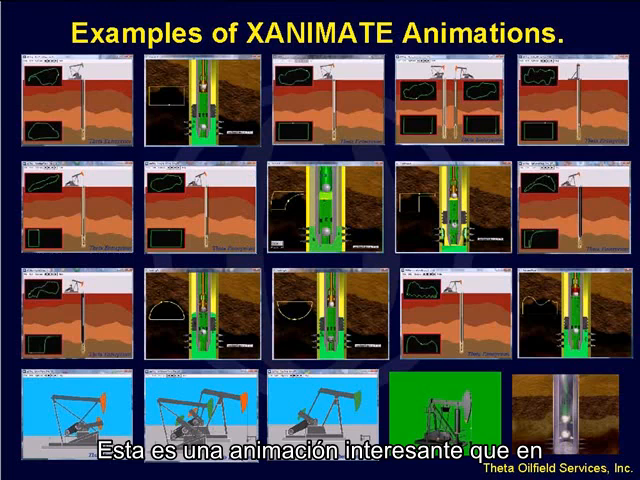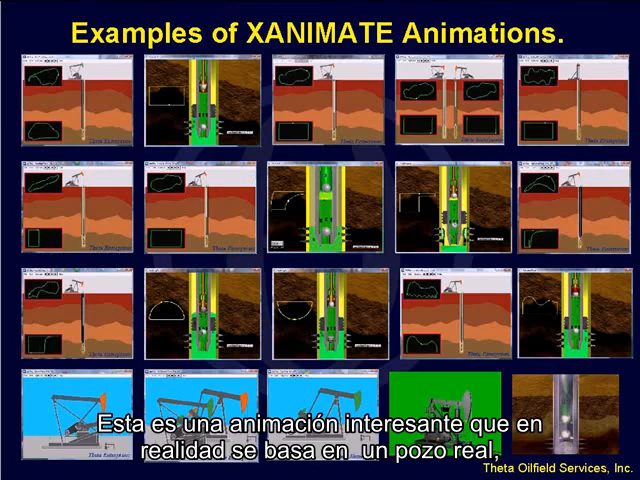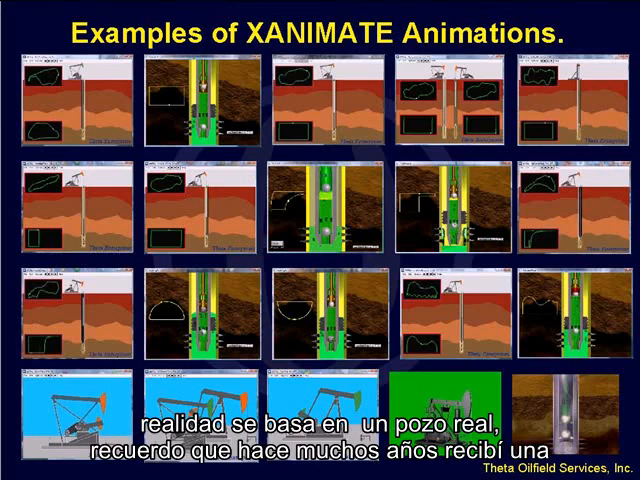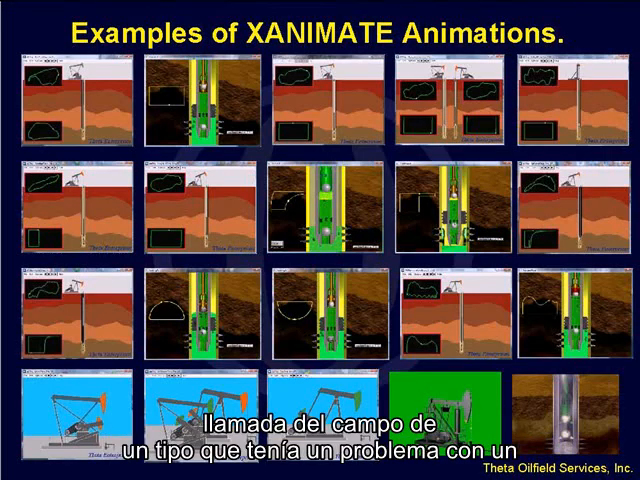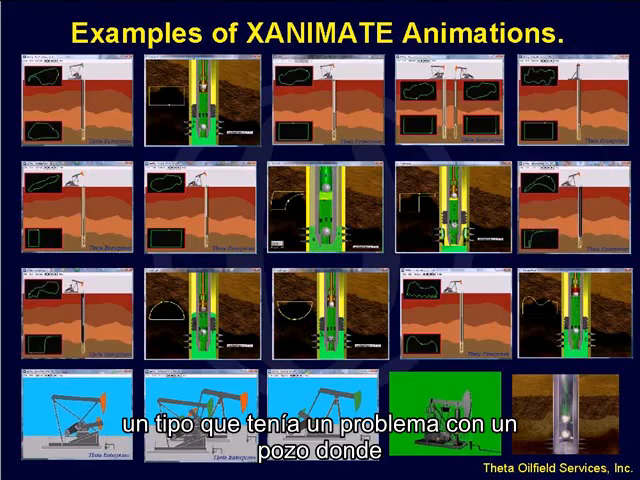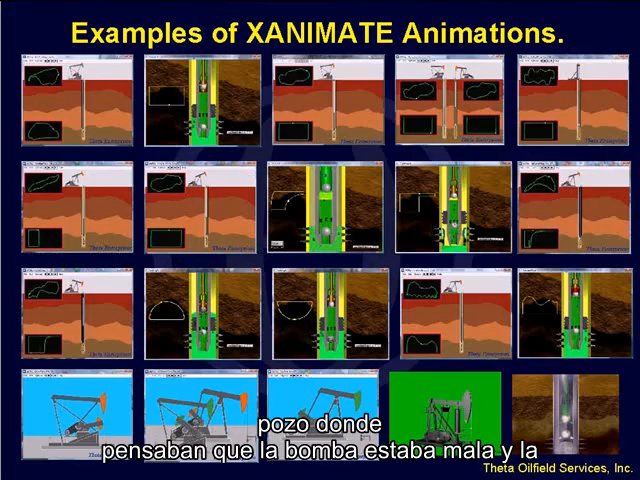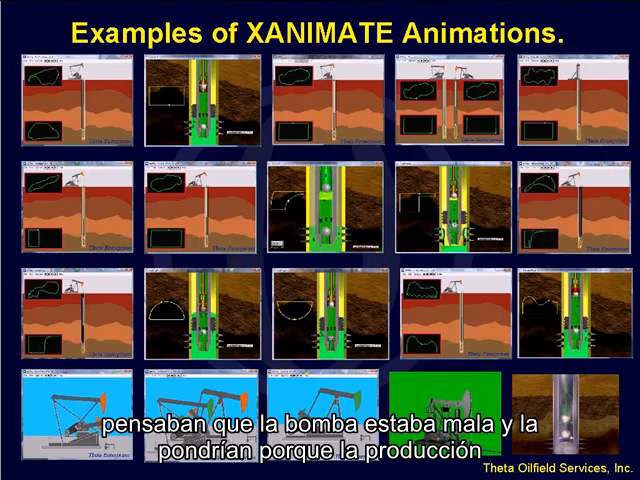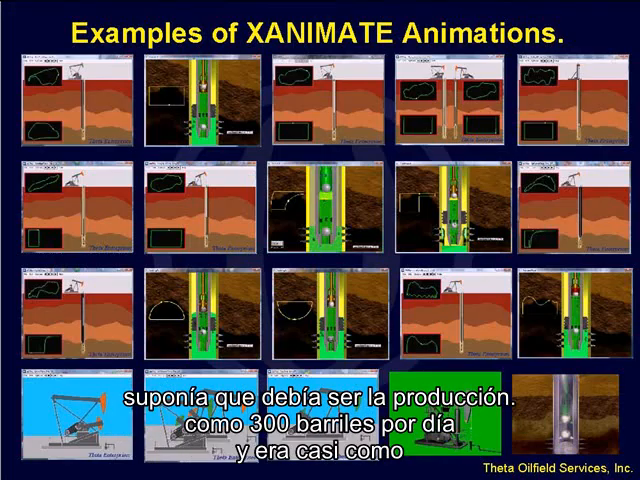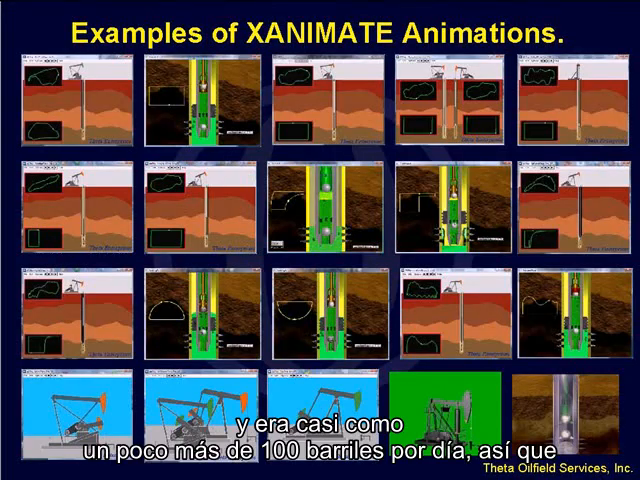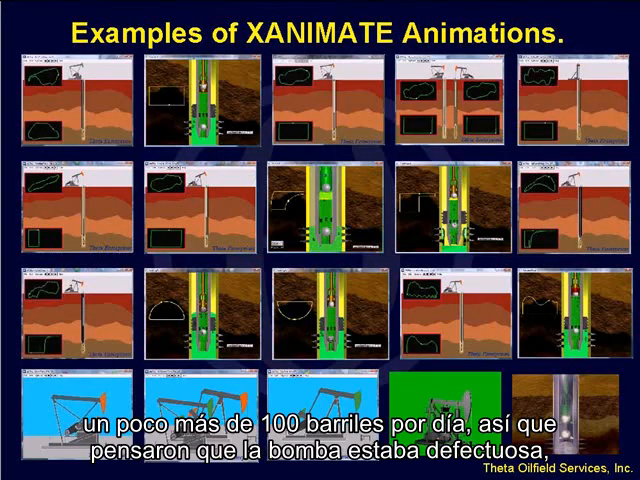This is an interesting animation here. This is actually based on a real well. I remember many years ago I had gotten a call from the field from a guy who had a problem with a well where they thought the pump was bad, because the production would go down. The production was supposed to be like 300 barrels a day, and it was a little over 100 barrels a day. So they thought the pump was bad.